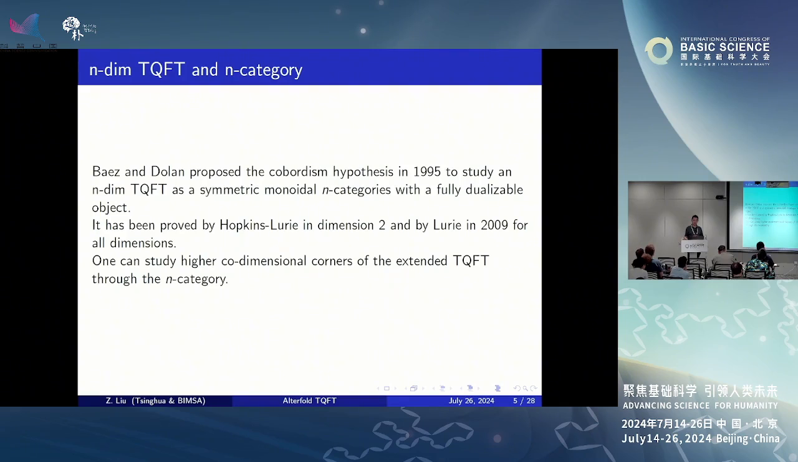In principle, to study the n-dimensional TQFT is essentially to study a symmetric monoidal n-category with a fully dualizable object. This was proposed by Baez and Dolan in 1995, and proved by Hopkins and Lurie in dimension 2 and by Lurie in the general case for all dimensions in 2009. So one can study those higher codimensional corners in the TQFT through the n-category. This is an algebraic topology approach to topological quantum field theory.